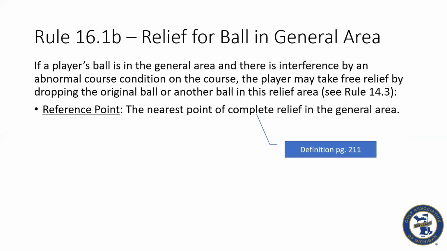Okay, this last point says relief must be taken separately for each condition, except that the player may take relief from both conditions at the same time, based on determining the nearest point of complete relief from both. When already having taken relief separately from each condition, it becomes reasonable to conclude that continuing to do so would result in continued interference by one or the other. So basically what this is saying is that after you try it once, you don't need to keep going back and forth. Then you can take relief from both the cart path and the temporary water at the same time. But you do have to try it separately. You can't just go and take relief from both in one shot.